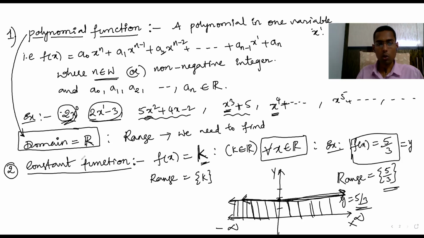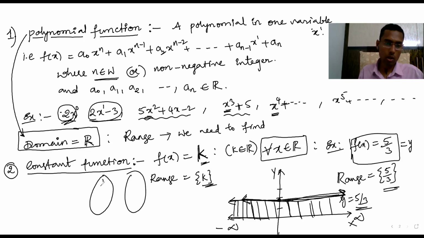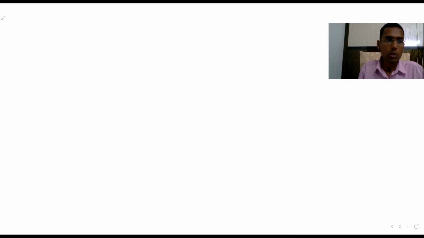So now, constant polynomial or constant function, right? The first type of polynomial function is the constant function. For that, the range is a singleton set. If you draw the arrow diagram, whatever you take, 1, 2, minus 1, minus 2, everything is connected to 5 by 3 only. Though you have minus 1, 0, everything, it is connected to 5 by 3 only. That's simple.